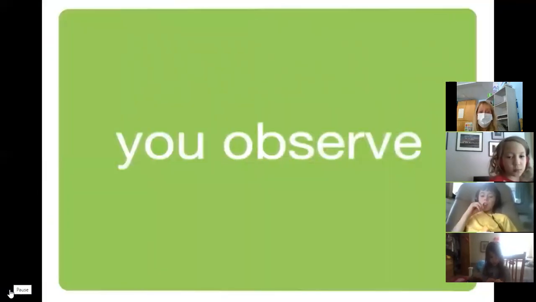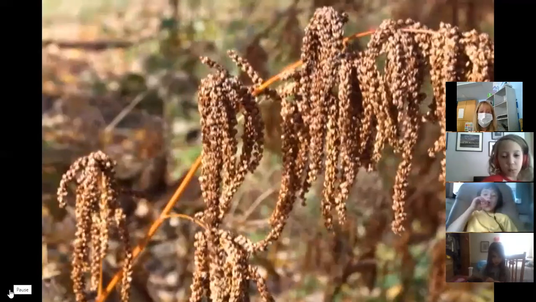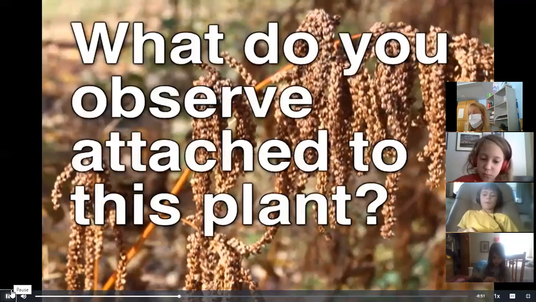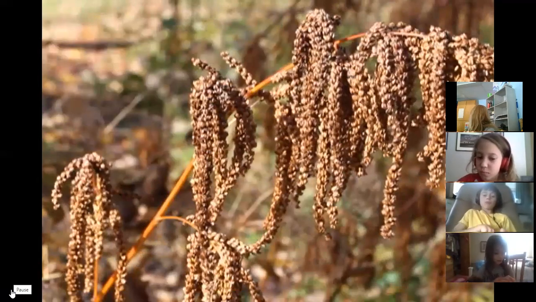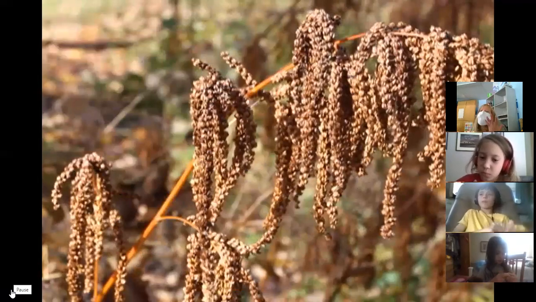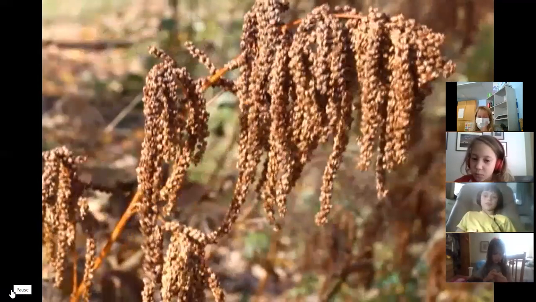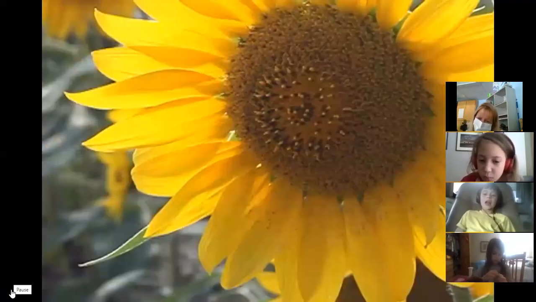You observe. What do you observe attached to this plant? What are they? You see many small dark-colored objects. These objects are called seeds. Many plants produce seeds. These sunflower seeds, for example, came from this large sunflower plant.